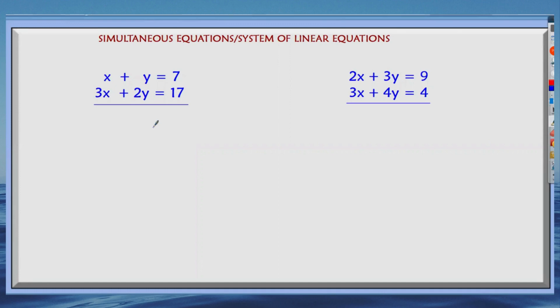We will be doing a shorter, easier way to solve this simultaneous equation. Let's solve for the values of x and y. First, we will be solving for x, and we will be using a ratio for this.